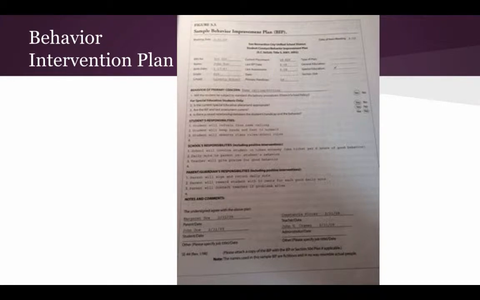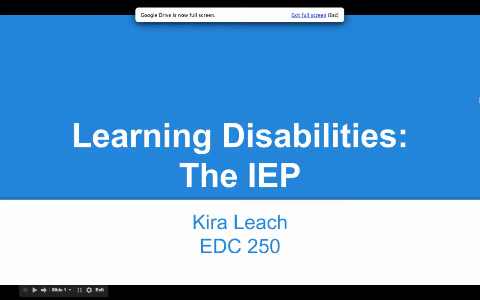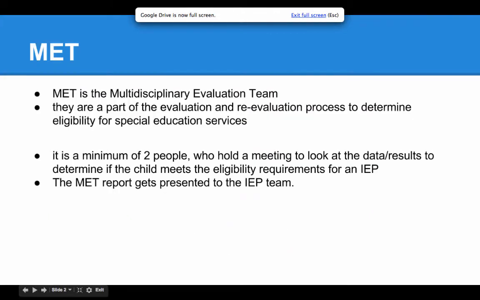So this is a BIP, which is a behavior intervention plan. It's kind of blurry, I apologize. But this is an example of one straight from the book. There are many things that a child would get a BIP for, but there are many steps that lead up to that situation. So the IEP.